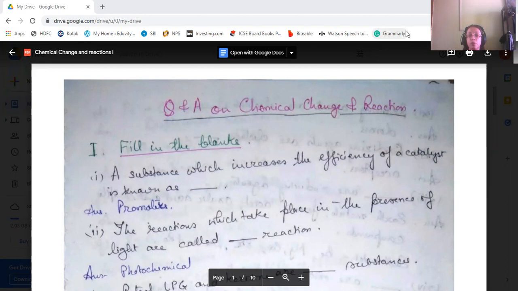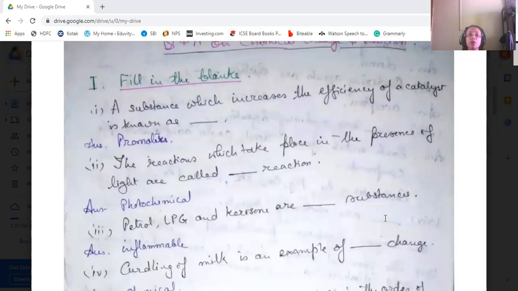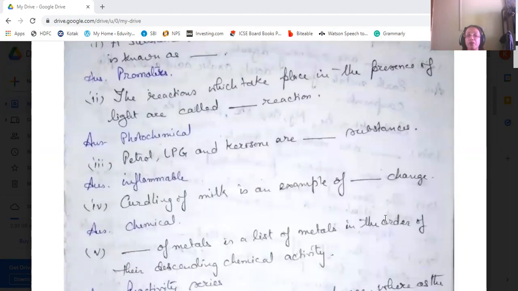So first question of the day is fill in the blanks. Okay, first is, a substance which increases the efficiency of a catalyst is known as what? Is known as promoter, okay? Increases the efficiency of the catalyst. And the reactions which take place in the presence of light are called photochemical reactions. Photo means light, and chemical is the reaction, chemical reaction where the new substance is formed. So photo, in presence of light, a chemical reaction taking place, that is photochemical reaction.